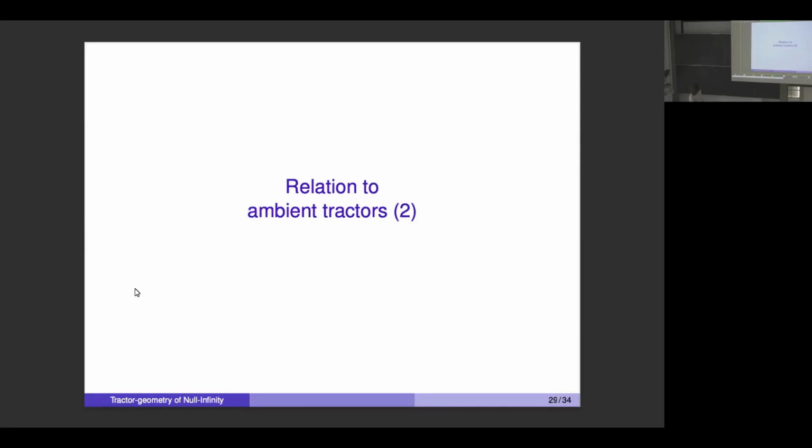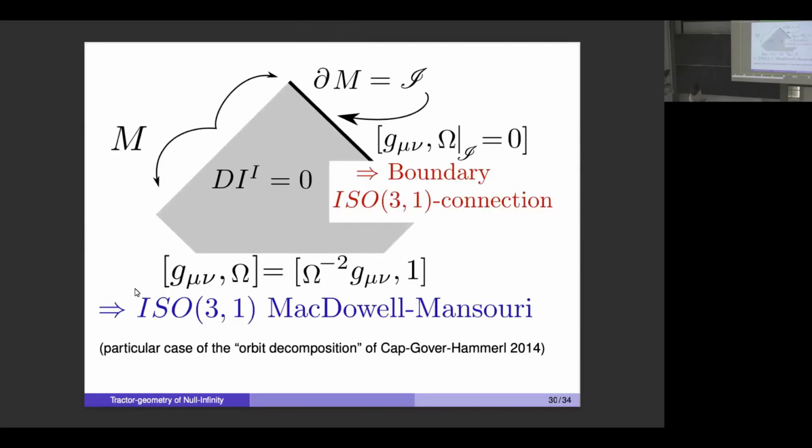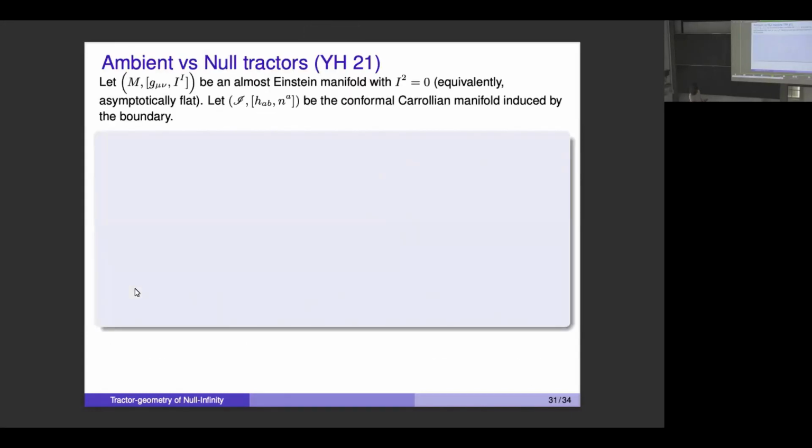Okay. Now let's again relate this to ambient tractors, and perhaps that would be an even better answer to the question. So I showed you this picture. Of course, it was quite imprecise. Exactly what do you mean you induce the connection? What exactly? We need to work a bit more.